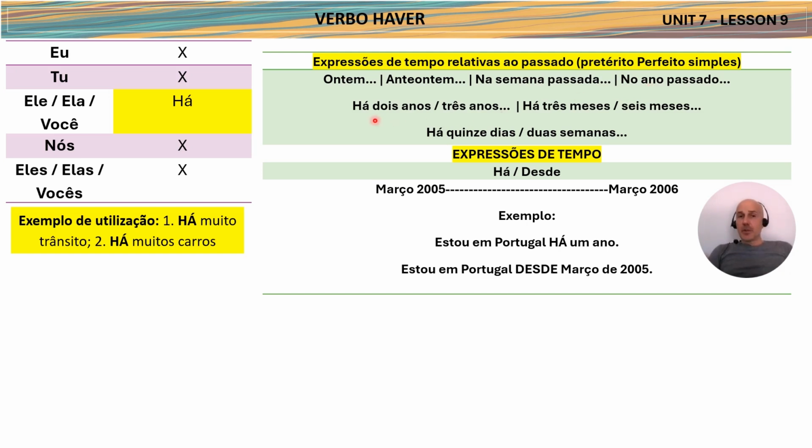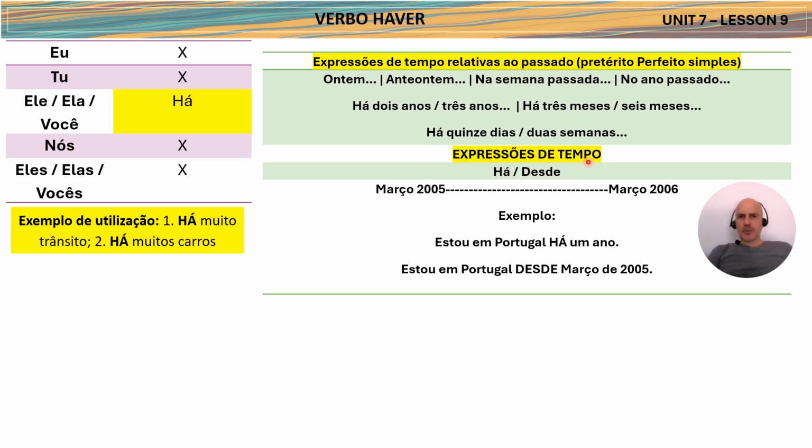And then we have here há 2 anos, há 3 anos, há 3 meses, há 6 meses, há 15 dias, há 2 semanas. I'm not going to translate this now because the translation really depends how you're using this há, with which verb, in which context you're using this há as a time expression, okay? So before checking a few examples, let's check what it says in the second part of this table.